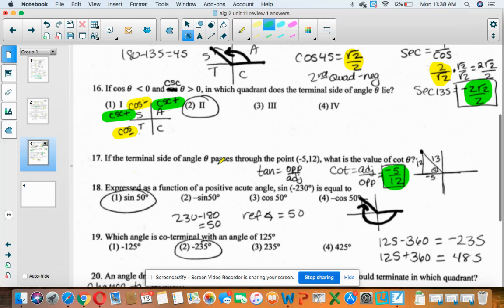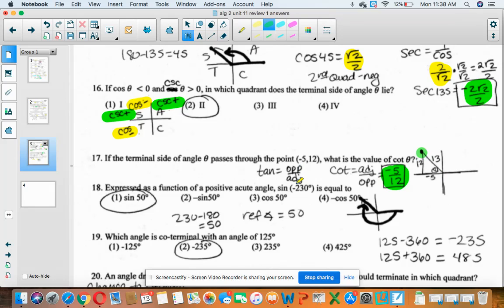Number 17, the terminal side of an angle passes through the point negative 5, 12. What's the value of cotangent? So I drew myself a little visual right here. Negative 5, 12 is this point. I'm going to put the little green dot right there because it's negative 5, 12. All right. The missing side right here would be 13, although you don't really need to know that.